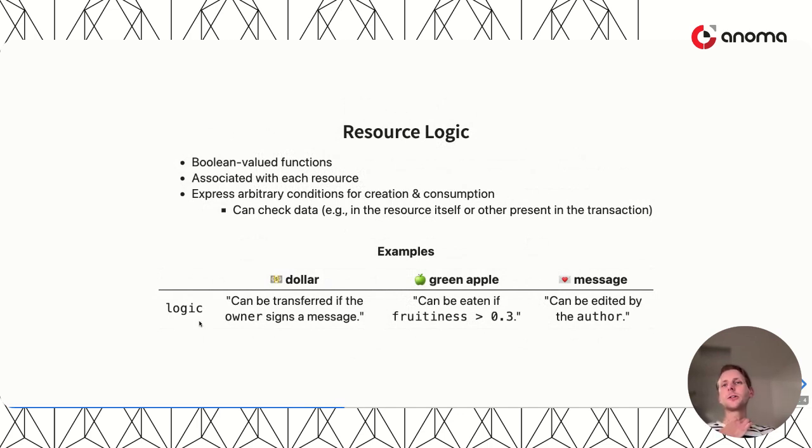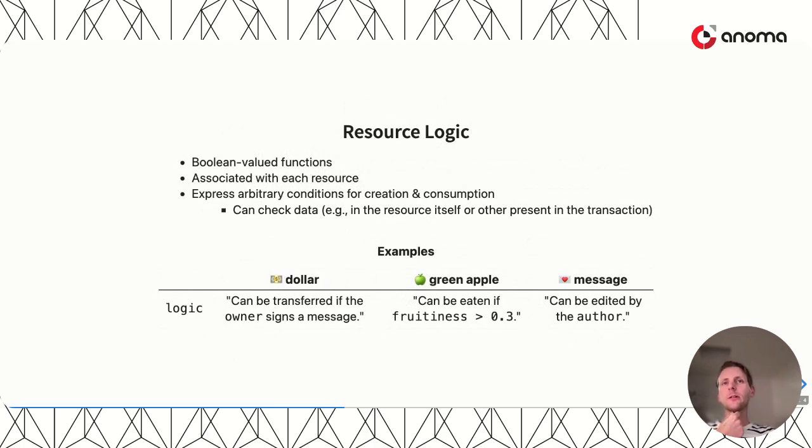And in these logic functions, you can check data that is part of the resource itself, for example, the owner field, or data present in other resources that are also part of this transaction object. So resources can also check each other and make sure certain properties are met.